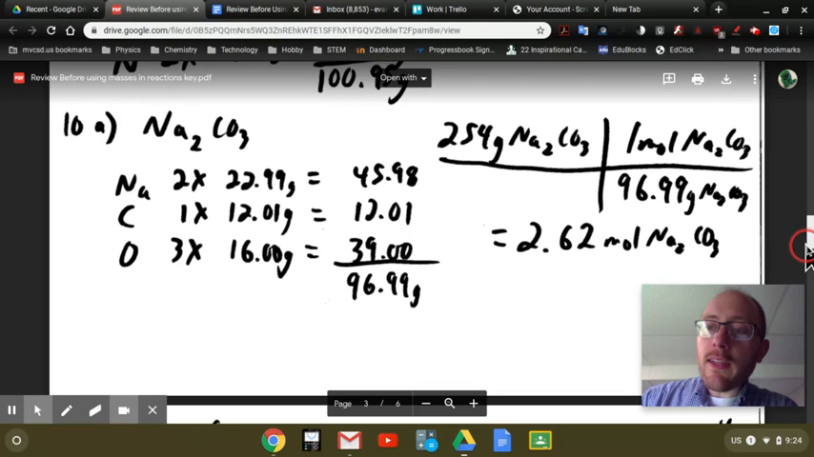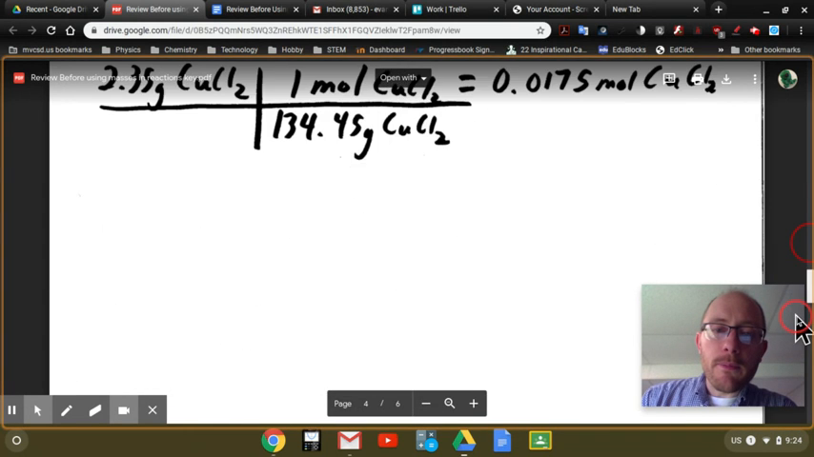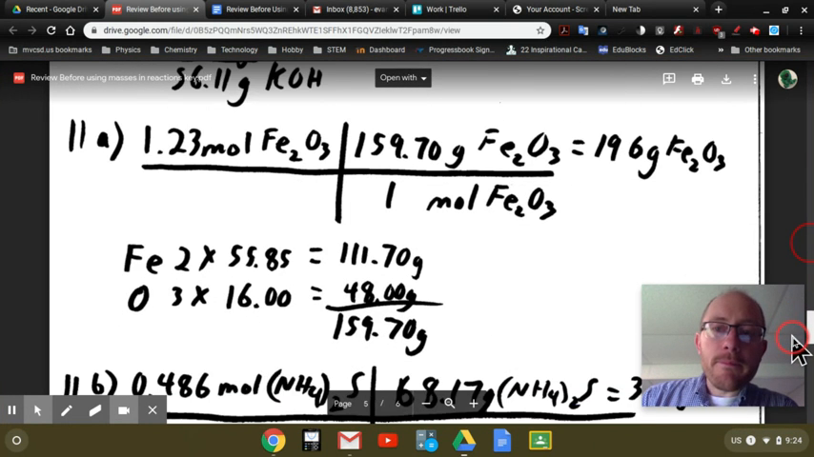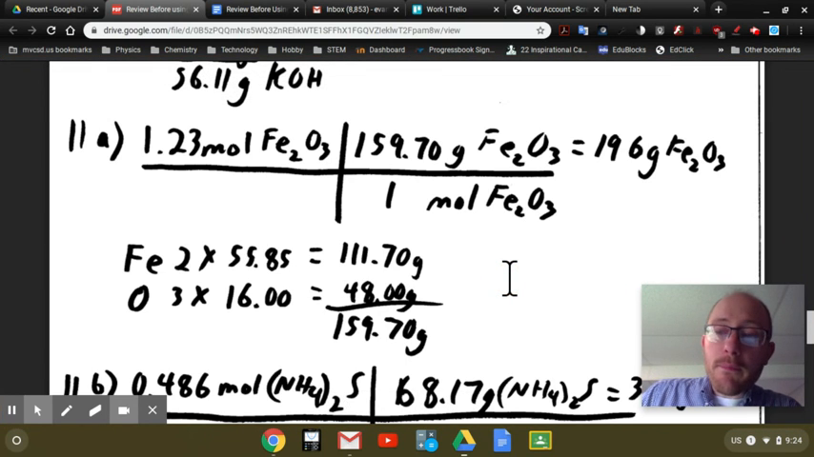Now, what if you were going the other way? Here's the other example that you'll see. This is rust. What if you want 1.23 moles of rust? Well, scrape the bottom of my car and you'll find it. But let's say you need to make that. How many grams is that going to be? Well, moles goes on the bottom here, so moles will cancel. That means grams is on the top.